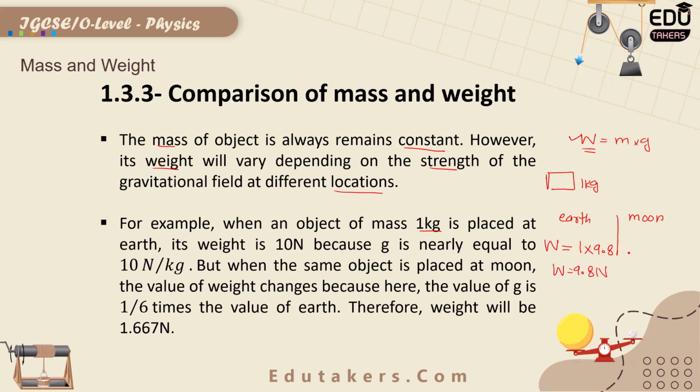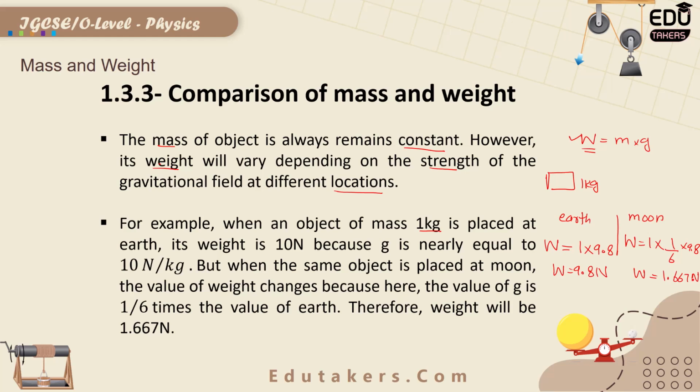But when I have to find out the weight on the surface of moon, I have to use the gravitational field strength at the surface of moon, which is basically 1 over 6 times the value of gravitational field strength on the surface of earth. So there would be 1 over 6 times 9.8. Just calculate this value, the weight comes to be 1.667 and its unit is Newton. So in this way you can see that the value of the weight on the surface of the earth and on the moon is different.